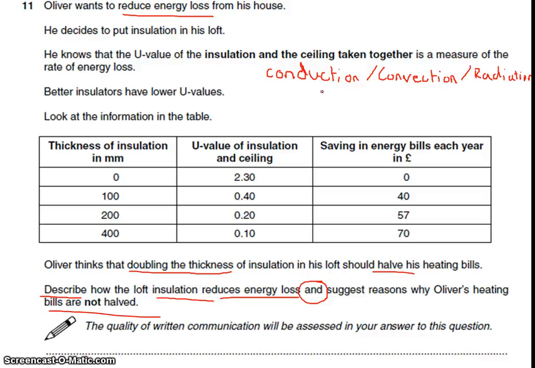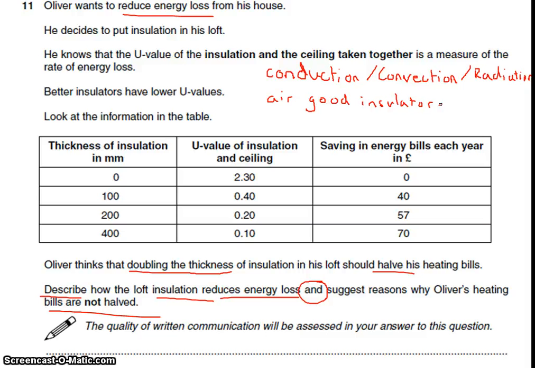Now one key thing that the insulation does is it traps air. Okay, that's a key idea, and the reason for that is that air is a good insulator. So when we're talking about any insulator, all we mean is it's a material that reduces energy transfer, and air does that particularly very well. Now that's a sort of low-level answer for conduction, convection, radiation.